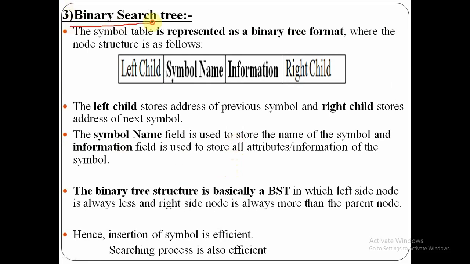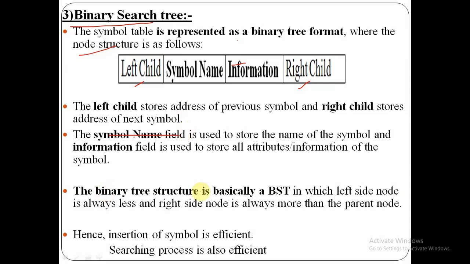Third one, binary search trees. Implementation of symbol table: the symbol table is represented in a binary search tree format where the node structure contains 4 fields: left child, right child, symbol name, and information. The left child stores the address of the previous symbol, and the right child stores the address of the next symbol. The symbol name field is used to store the name of the symbol, and the information field is used to store all the attributes of the symbol.